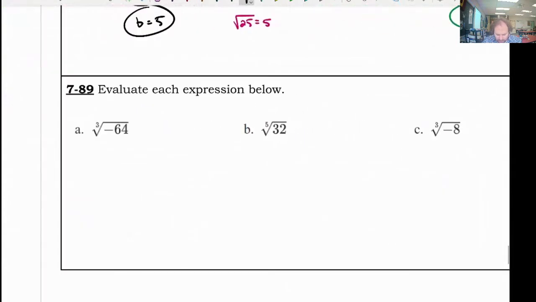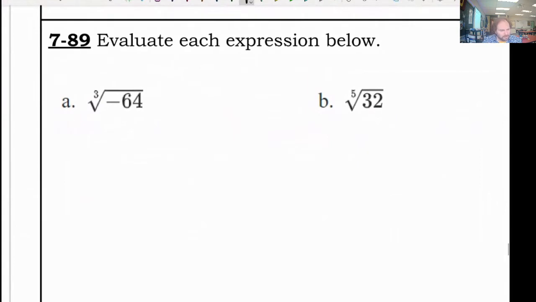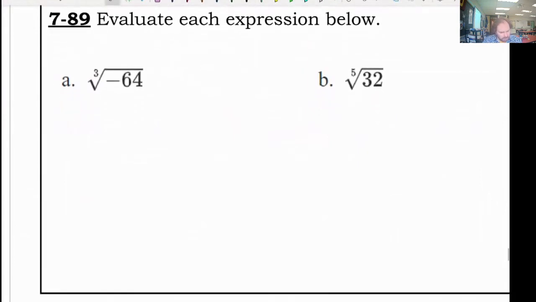We're going to do another thing. We're going to evaluate each expression below. You probably need a, well, you don't need a calculator for these. Not if you think about it long enough. Cube root of negative 64. Well, with odd numbered roots, it has to be negative because you have 3 numbers. It says negative 4.